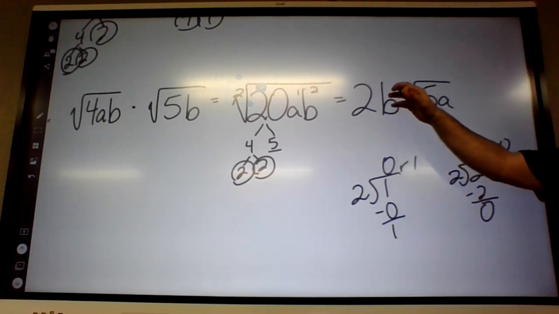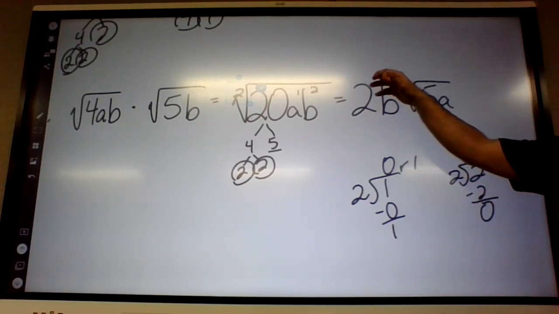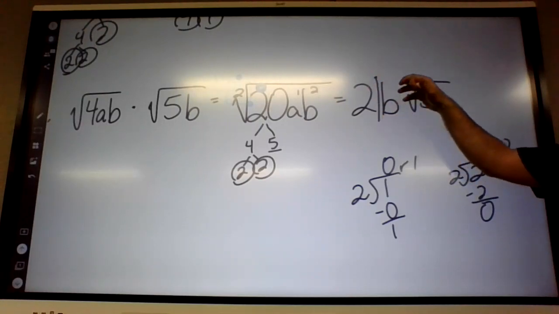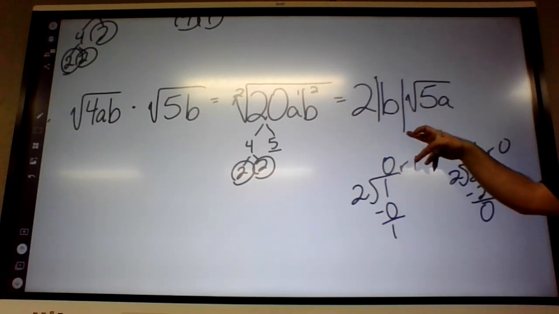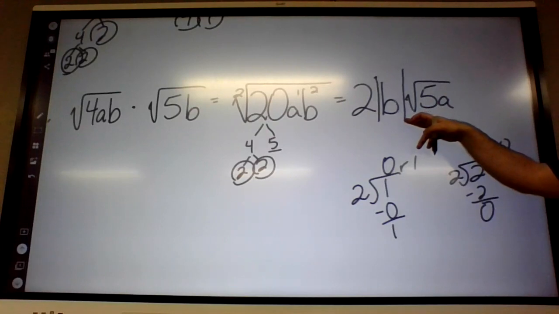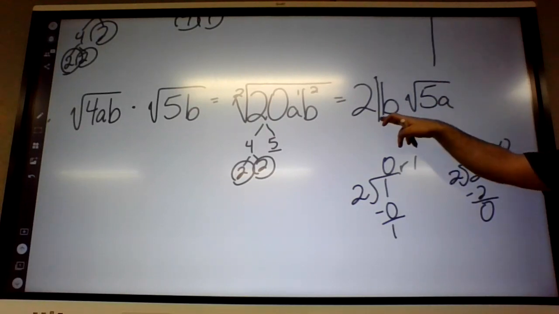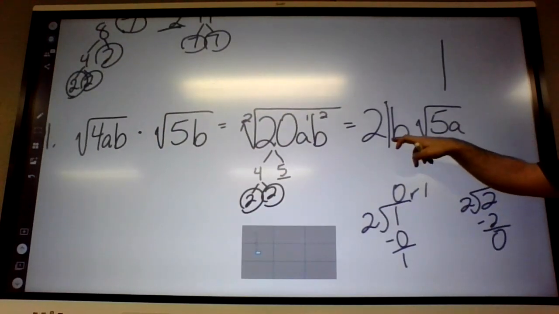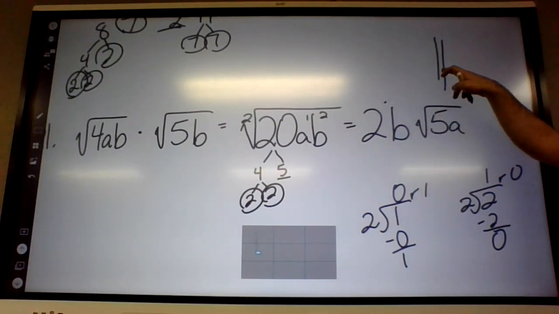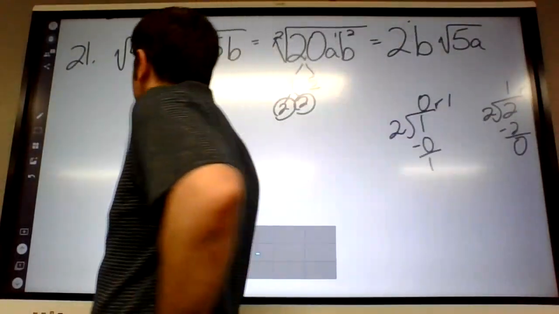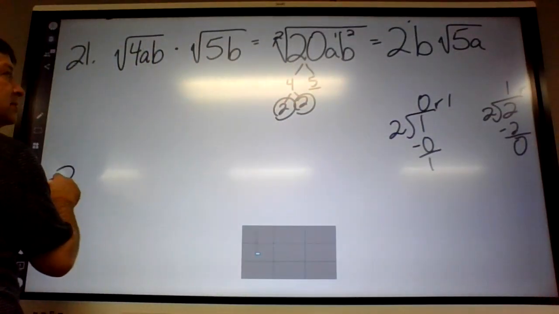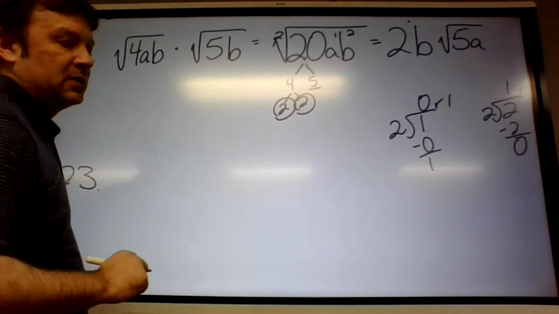Yeah, so I'm going to explain this briefly. I don't really care about this, but the book would put an absolute value symbol around the b. The reason is when you do a square root, it should always come out positive. But I'm not going to worry about that. 23, last one.